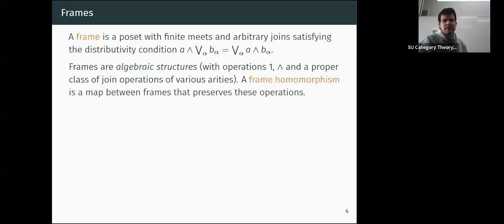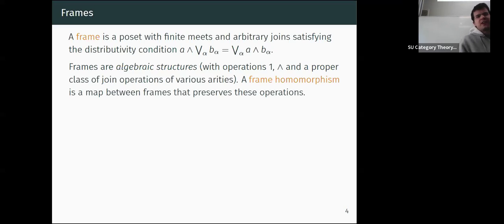Okay, so because it's an algebraic structure, there's a notion of a frame homomorphism, right? And a frame homomorphism is just going to be a function which preserves all the operations. So in other words, preserves finite meets and preserves arbitrary joins. It doesn't need to preserve the arbitrary meets or anything like that.